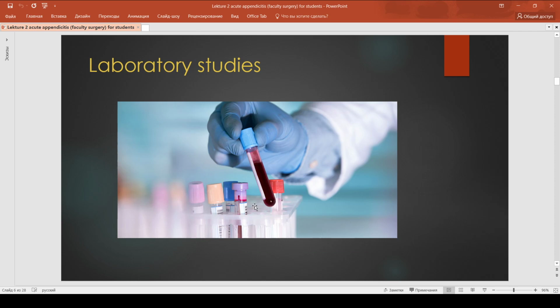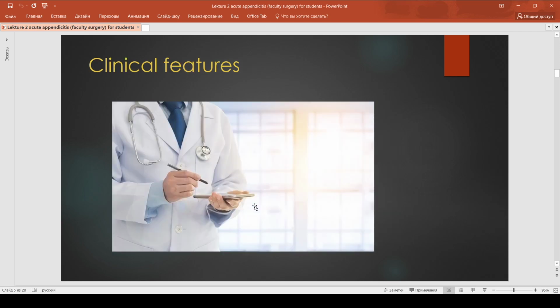McBurney point tenderness, or right lower quadrant tenderness: tenderness at the junction of the lateral third and medial two-thirds of the line drawn from the right anterior superior iliac spine to the umbilicus. This point corresponds to the location of the base of the appendix in most cases, but not in all. We will talk about it later.